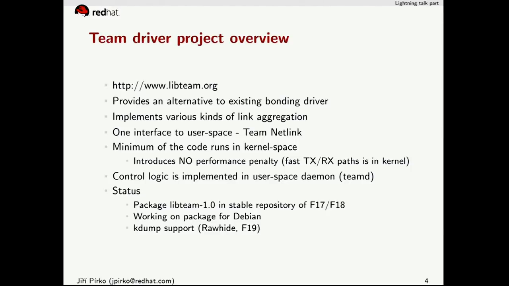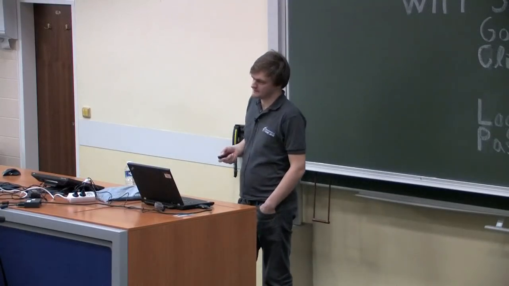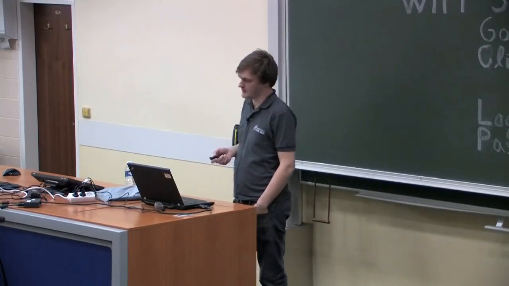So this is just an overview of the team driver project. You can see all the information on the web. The team driver tries to provide an alternative to the existing bonding driver. And obviously, it implements various kinds of link aggregation, as I said on the previous slide. The kernel part has only one interface to user space, and that's called Team Netlink. It uses generic Netlink. It's quite simple. So the goal was to minimize the API difference.